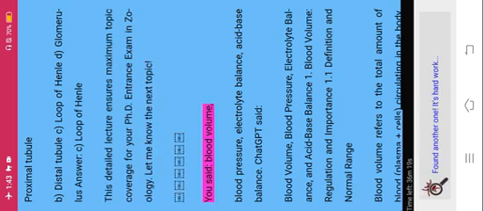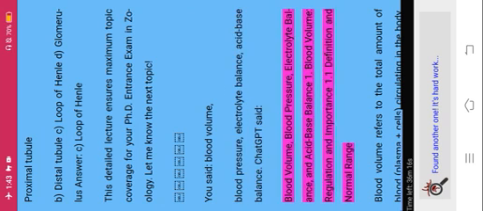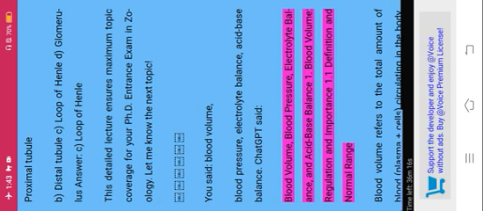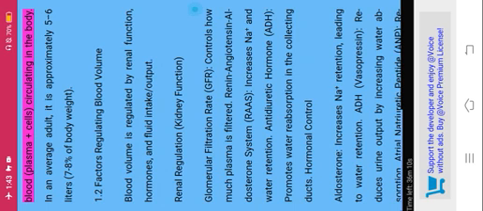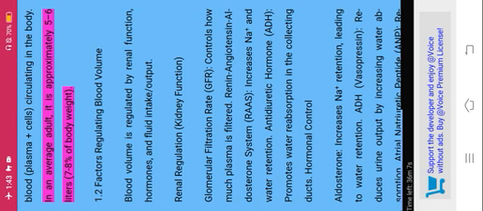You said: blood volume, blood pressure, electrolyte balance, acid-base balance. ChatGPT said: Blood volume, blood pressure, electrolyte balance, and acid-base balance. 1. Blood volume, regulation and importance. 1.1 Definition and normal range. Blood volume refers to the total amount of blood, plasma plus cells, circulating in the body. In an average adult, it is approximately 5 to 6 liters, 7-8% of body weight.